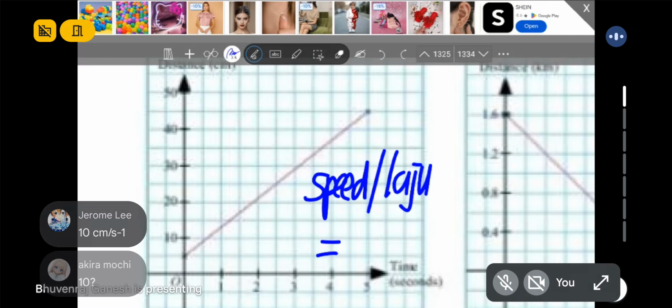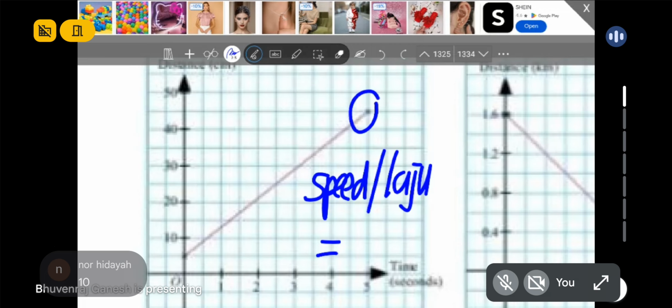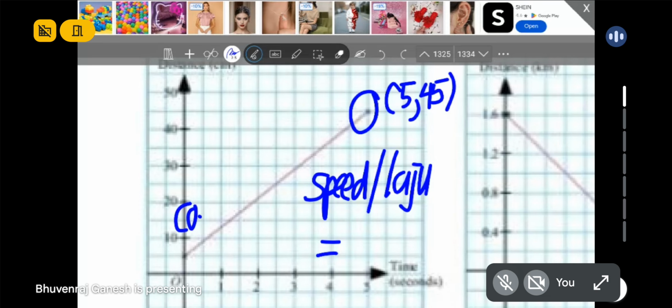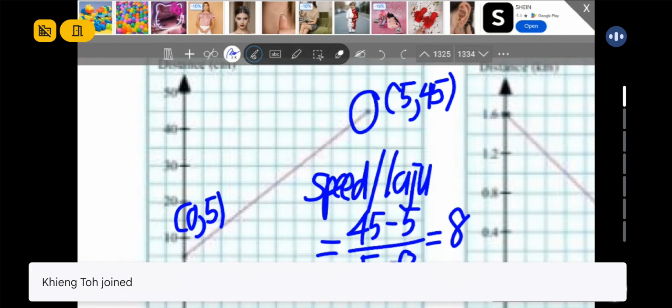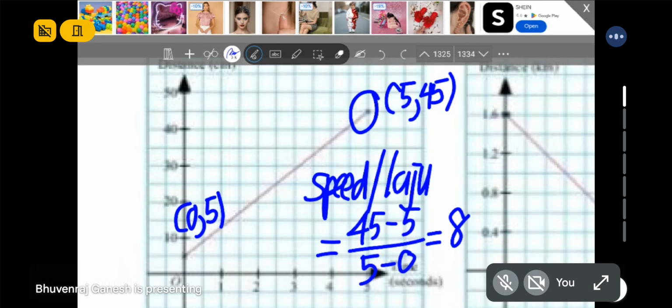Okay, sama-sama. Lagi? More answers? Yes. Okay, so you just need to see this point, guys. This point is 5, 45, and then this point is 0, 5. So means that your speed is, just count the gradient lah, guys. Okay, cari kecerunan. So your answer is 8. 8? Wait, 45. How you guys get 10? Macam mana dapat 10? 45 minus 5, 40, over 5. 8 kan? Kamu dapat 8 kan guys?